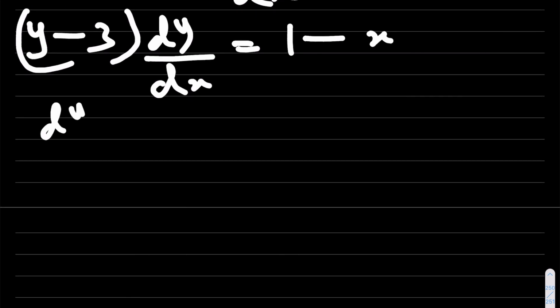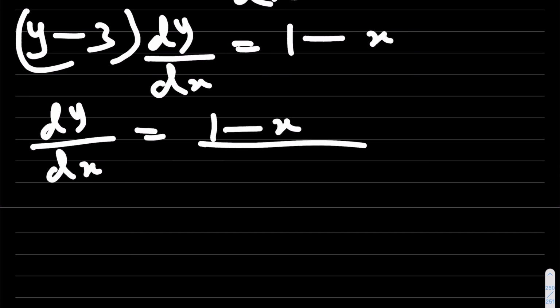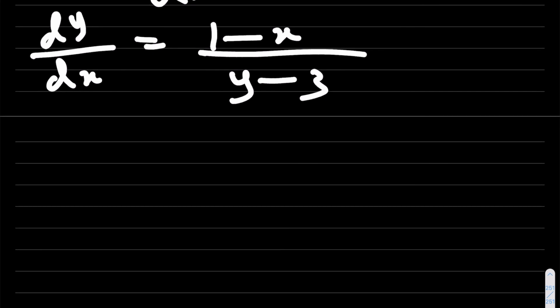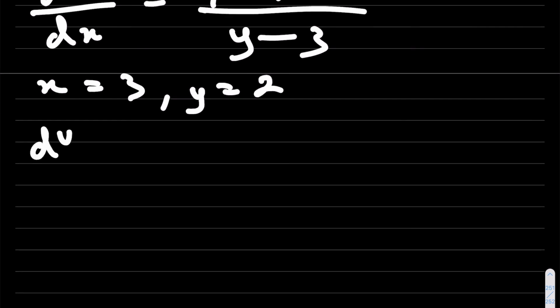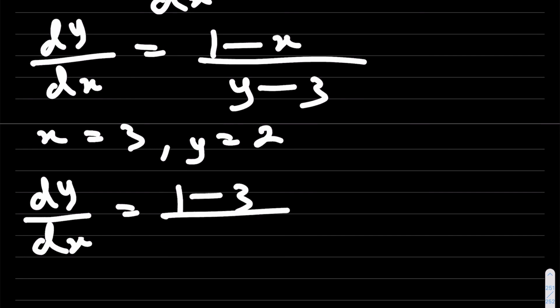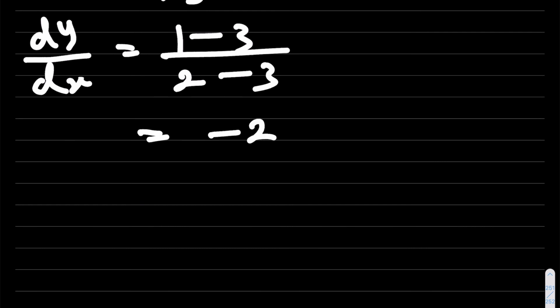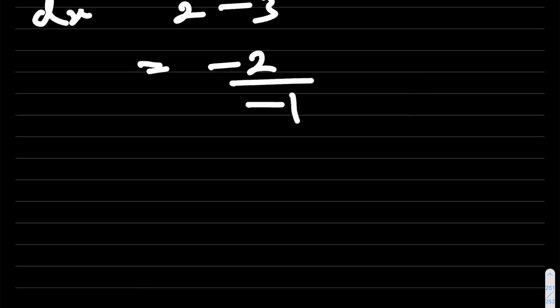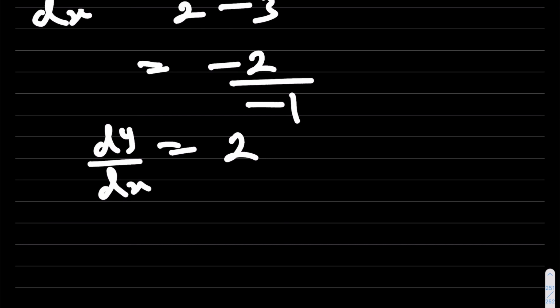So dy dx is therefore equal to 1 minus x all over y minus 3. And we know that x equals 3 and y equals 2. So that simply means dy dx equals 1 minus 3 all over 2 minus 3, which is the same as minus 2 all over minus 1. And that simply means dy dx equals 2. And that's the answer, very, very simply.